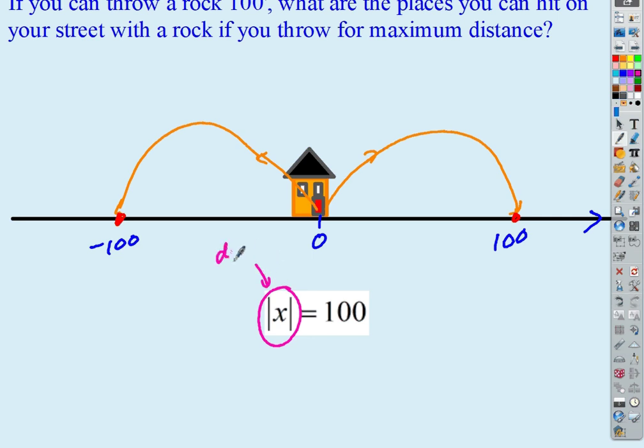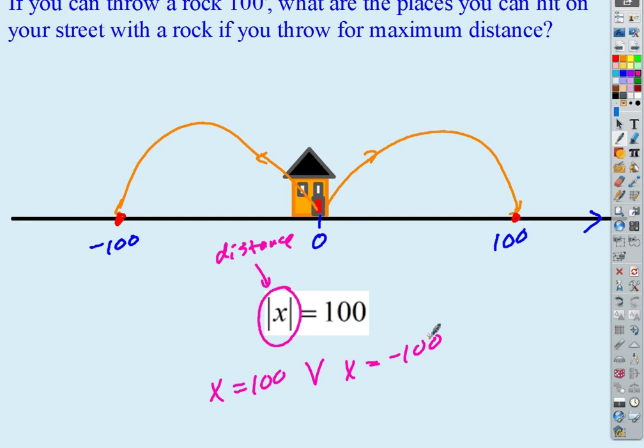a distance. It's a distance from 0 on the number line. That's what that stands for, right? So when I say the absolute value of x equals 100, that's telling me that the solution is going to be the places that have a distance of 100 from 0 on the number line. Well, we already know what the answers are, right? We split this up and we get either x equals positive 100 or x equals negative 100, right? Okay, if we want to write this as two equations, there they are, okay?